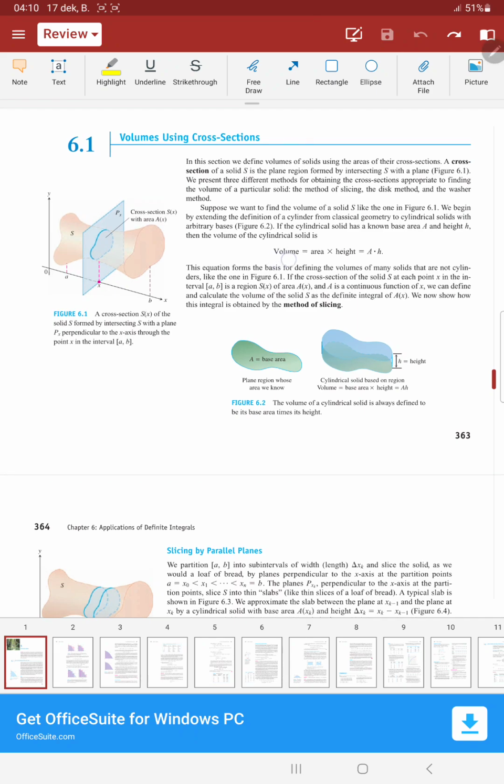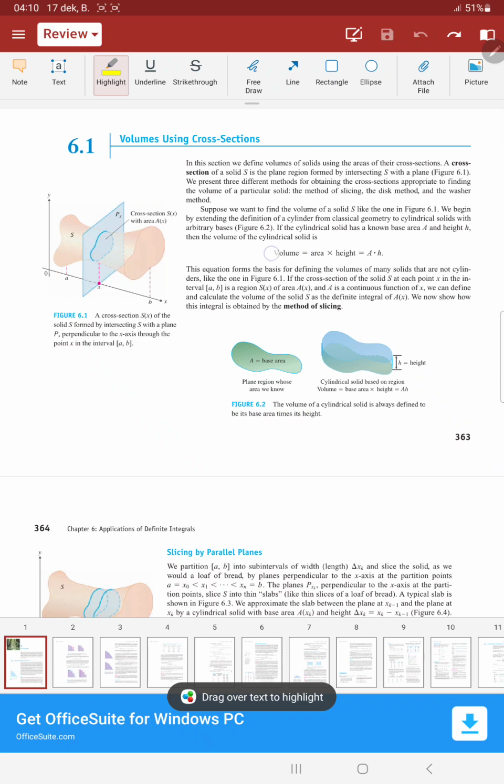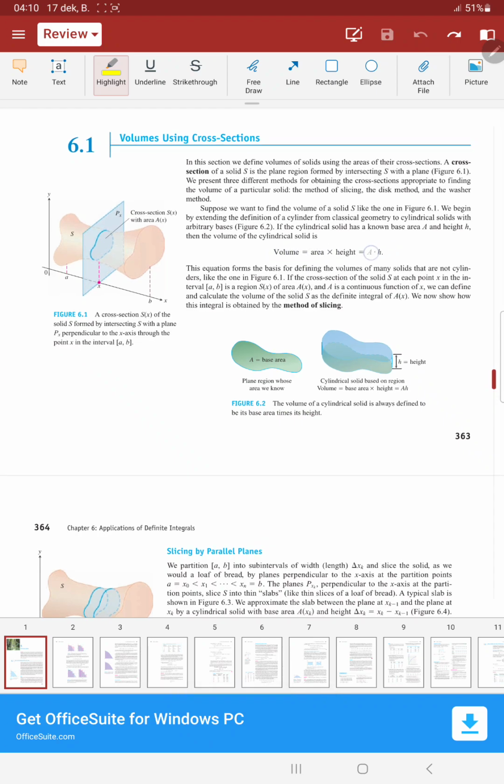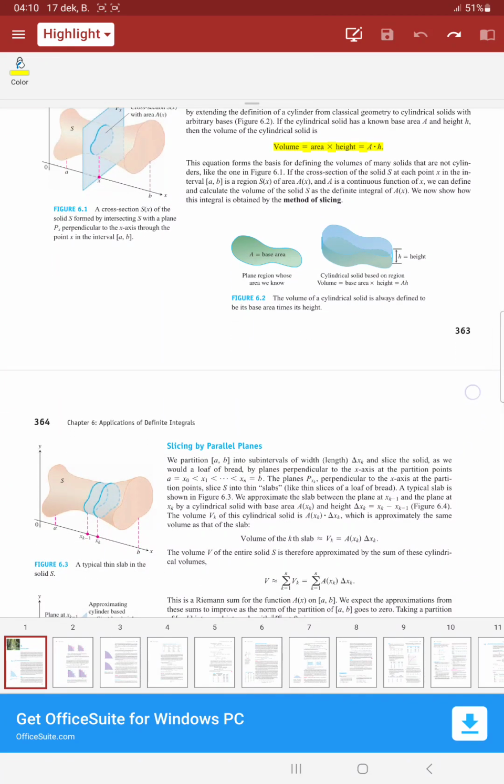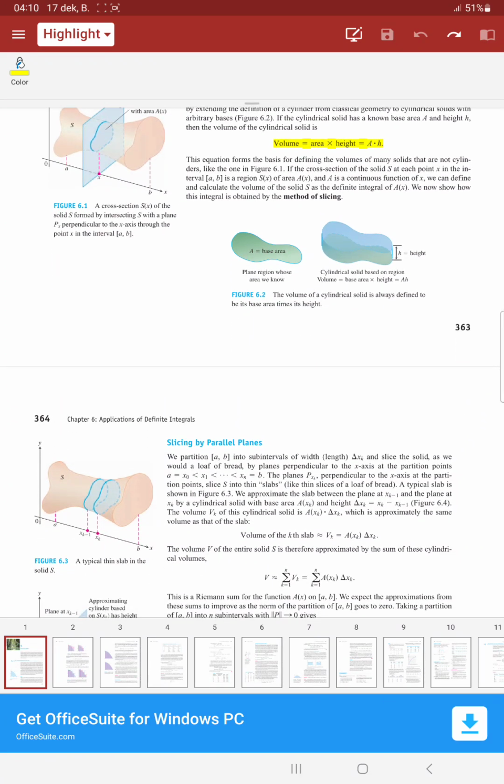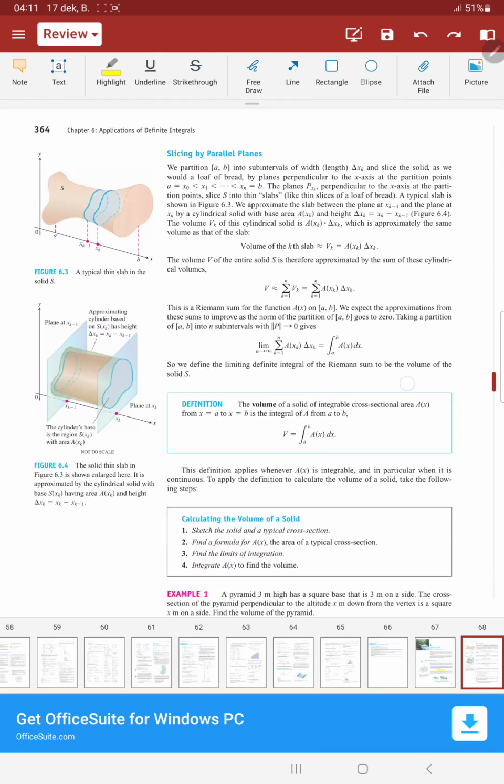Okay, we know that, of course, volume is equal to area times height. And this method, by the way, we call this method slicing. Okay, let's see what we have in here.